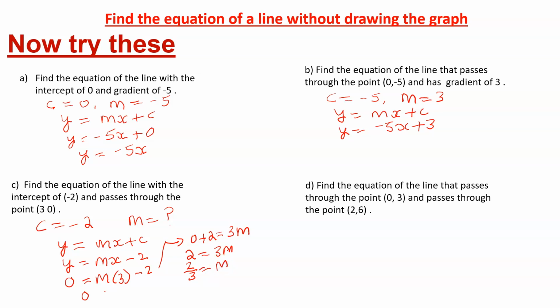What it tells you is, you need to take 3 steps to the right to be able to take 2 steps up. So let's put that in our equation and then we complete it. Our equation will be y equals 2/3 x minus 2.